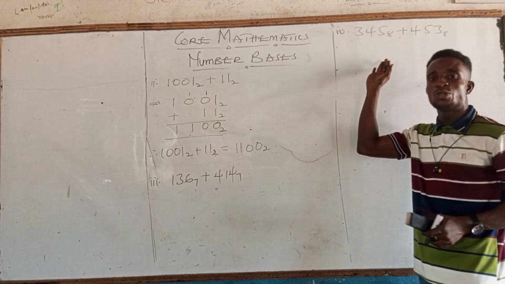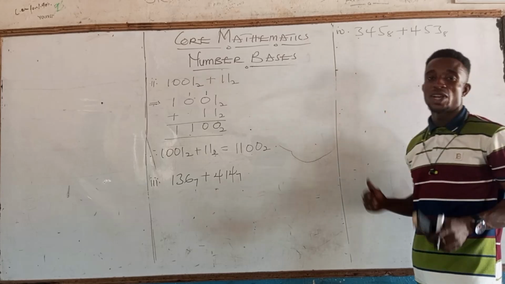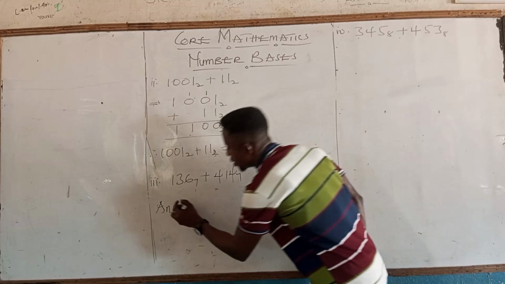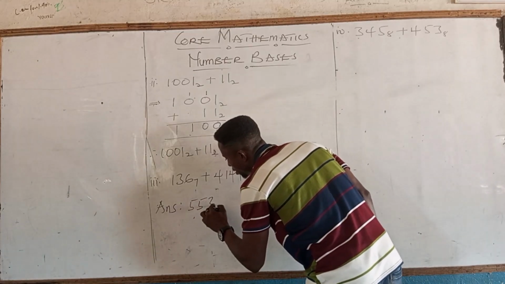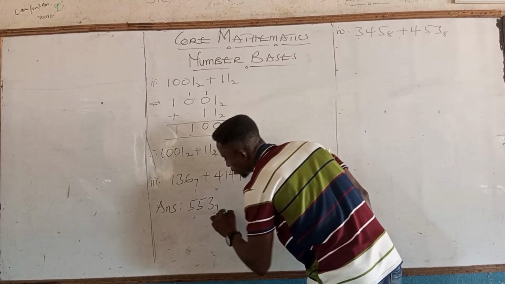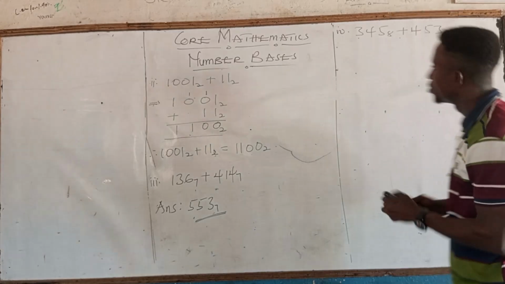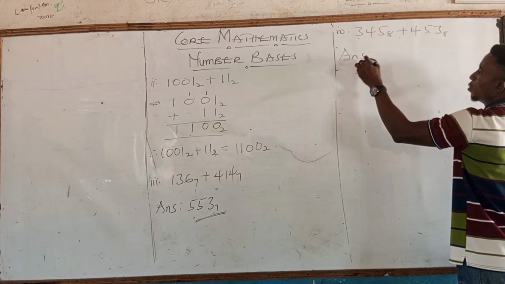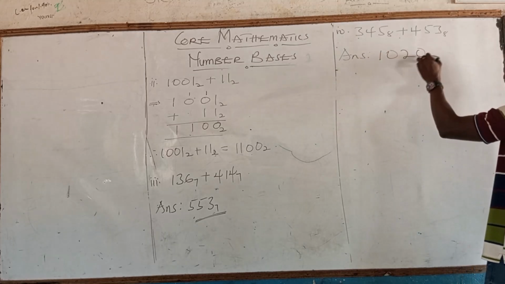And also the Roman numeral 4, I will leave that one too. This and that are your major work. Are we getting that? Are we okay? So I'm writing the answer. That is 553 base 7. And the Roman numeral 4 will get you 1020 base 8.